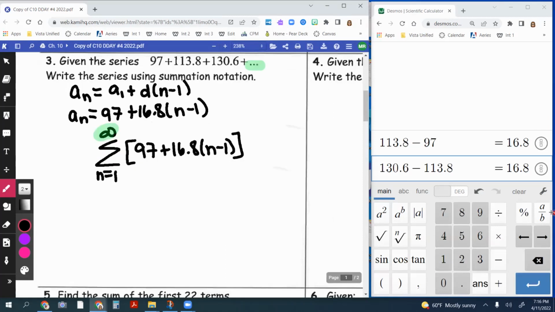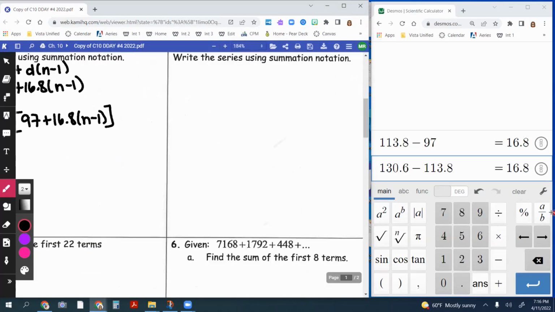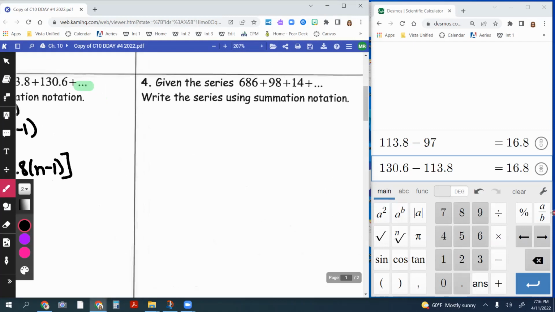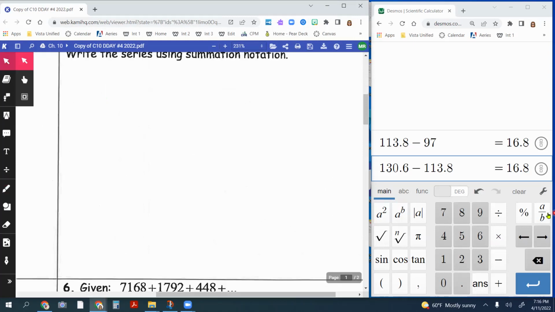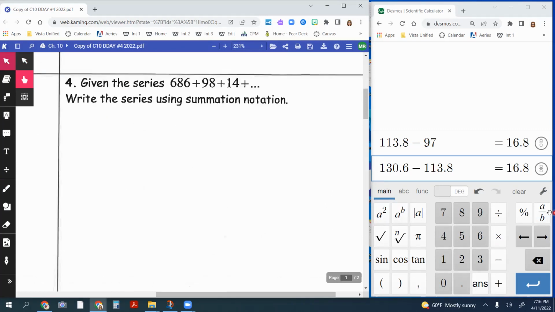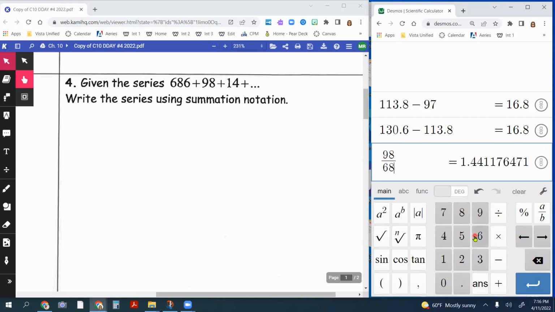On number 4, this one is a geometric one, I believe. So I'm going to take 98, which is the second number, and divide it by the first number. And I get this awful decimal. I'm going to hit this fraction and see that that's a 1/7.